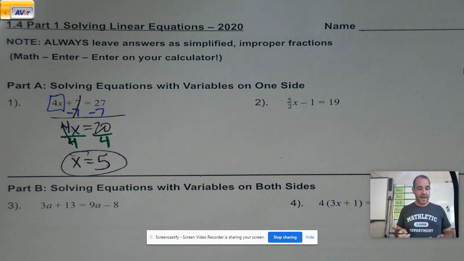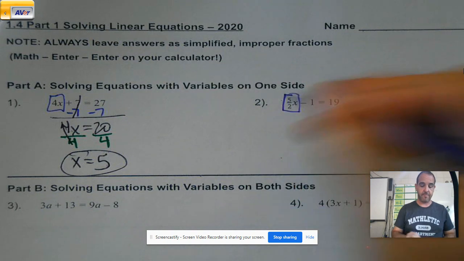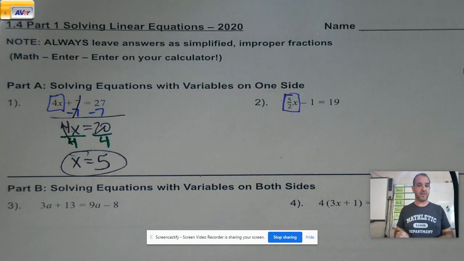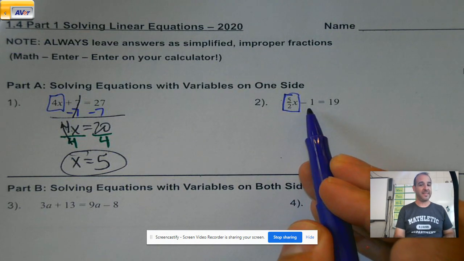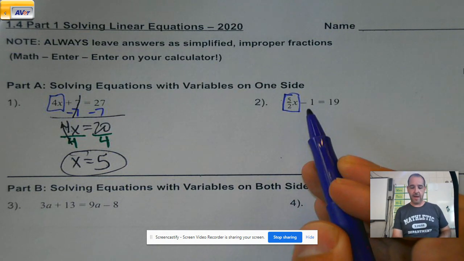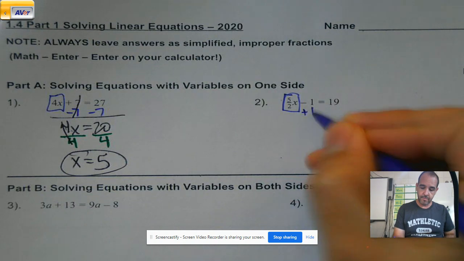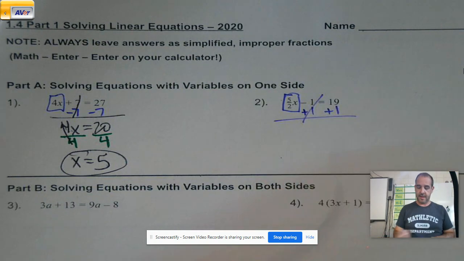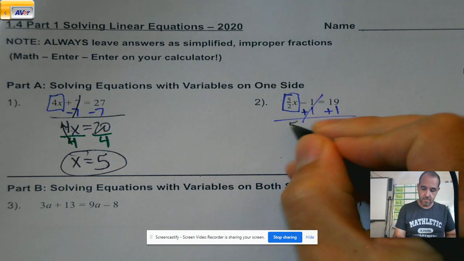Now, fractions. We're really not going to deal with them that much differently. The theory is still the same. Get the x term by itself. Again, do the opposite, and this is why I like to box them in: the opposite of what's not in the box. So, in this case, that'd be adding 1 to each side.